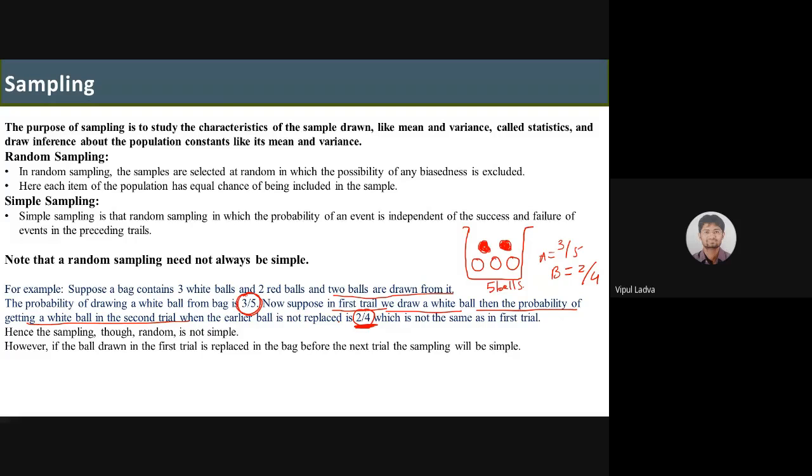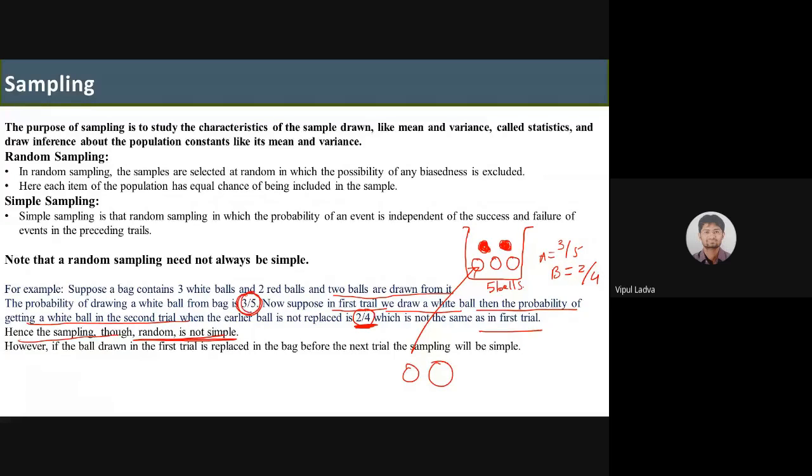Because I am drawing a sample, I need to take a sample. So I picked a ball, kept it outside, then I will take the second ball and keep it outside, like that. In that case I am not replacing that particular ball back, which is not the same as the first trial. Hence the random sampling is not simple. This sampling is not simple.